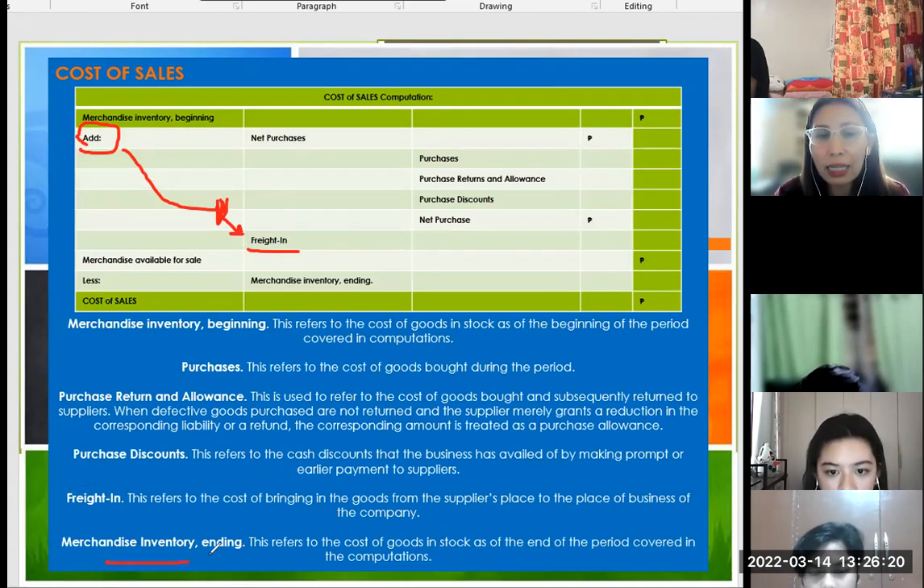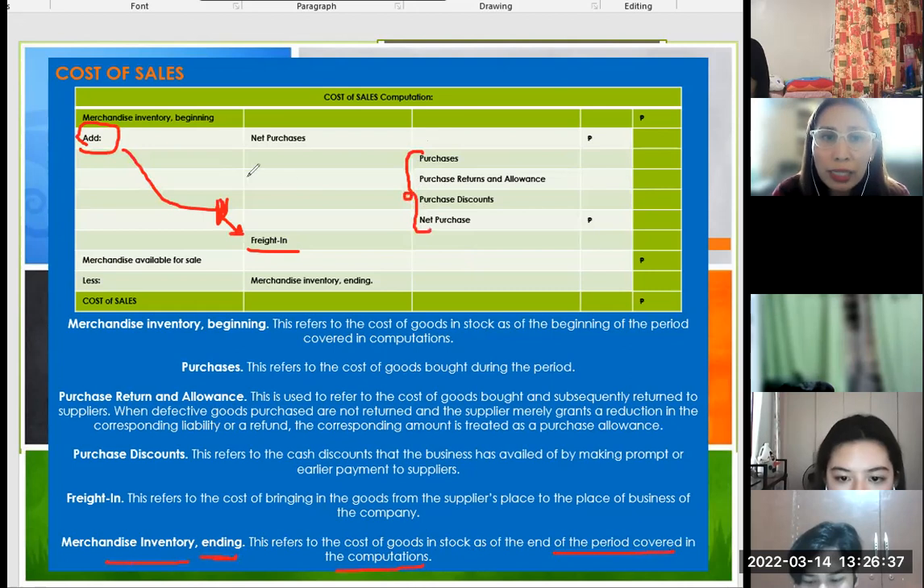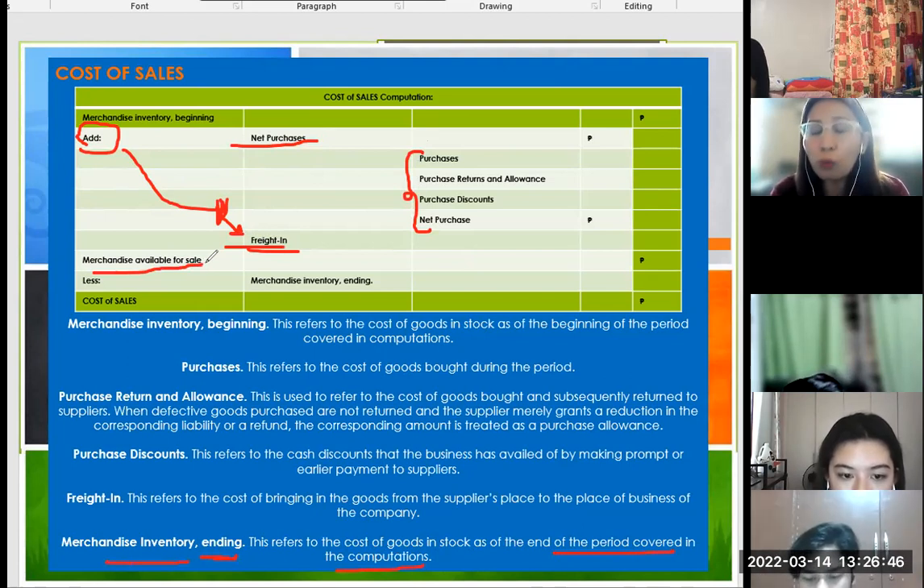Merchandise ending. Ayan, nandito na tayo sa ending. Inventory. This refers to the cost of goods in stock as of the end of the period covered in the computations. So, ina-add ng ina-add lahat ng ginastos, lahat ng expenses, okay? Para ma-check kung magkano yung total products on hand. Kung ma-check kung magkano yung total value ng lahat ng mga pinamili, lahat ng mga amount na in-spend and lahat ng mga money that is going out. Okay, kino-compute kasi yon, kino-compute lahat.